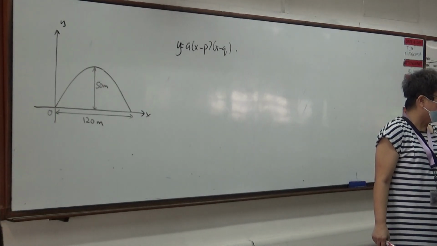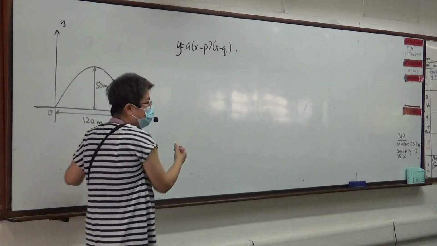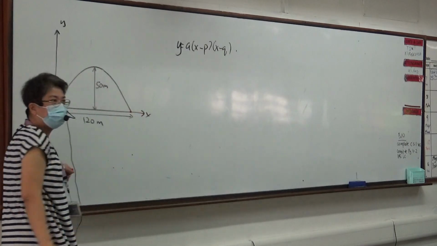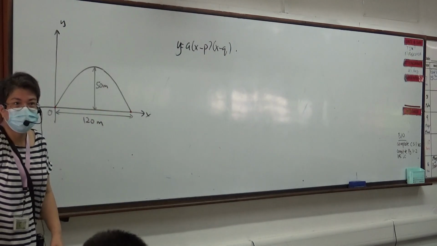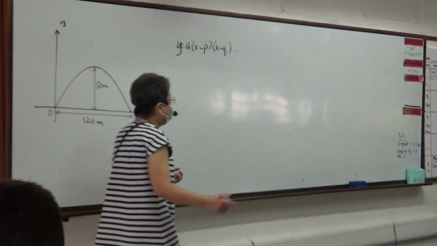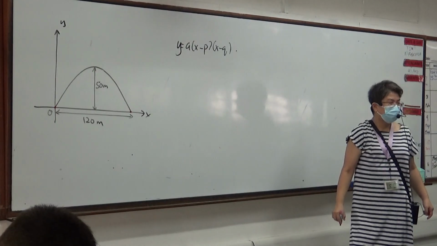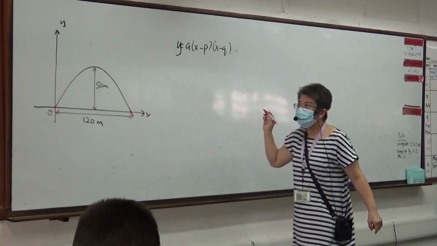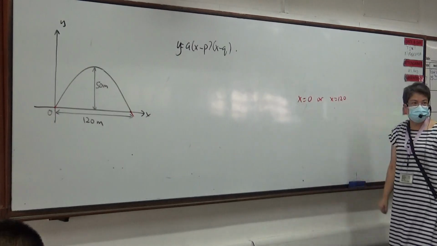Now look at this. Now, the form is like that, right? Do you agree with what I'm talking about? Yes or no? Okay, all of you look at me. This one is 0. This one is 120, right? That means my answer is x equals 0 or x equals 120, right?